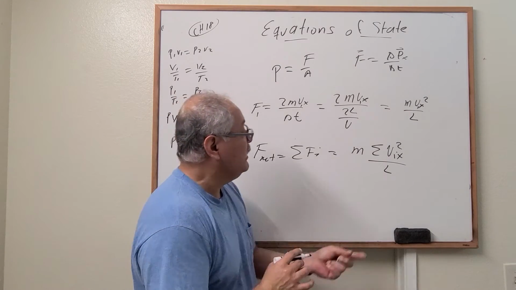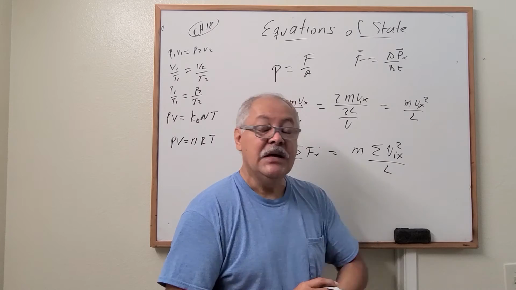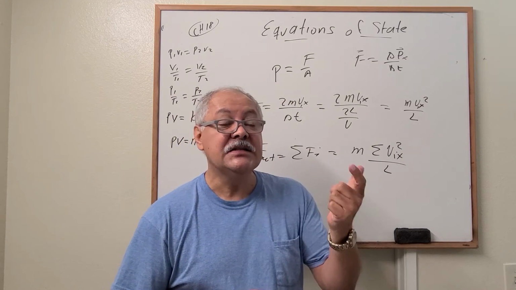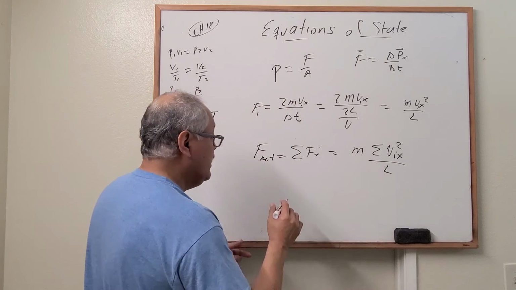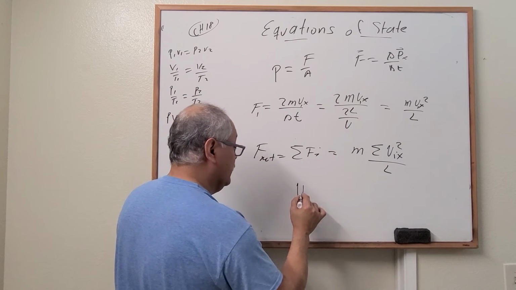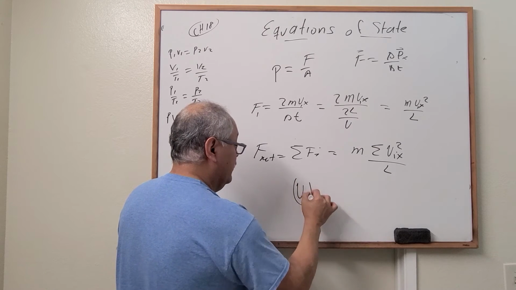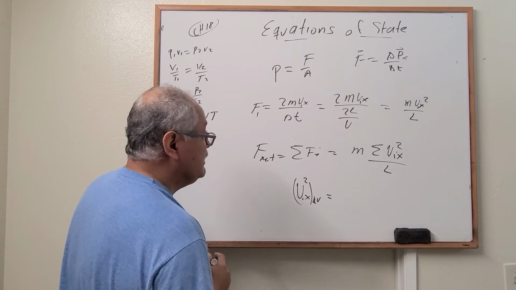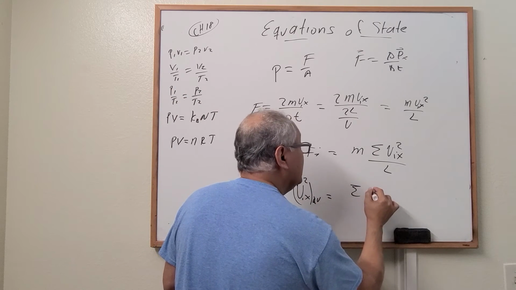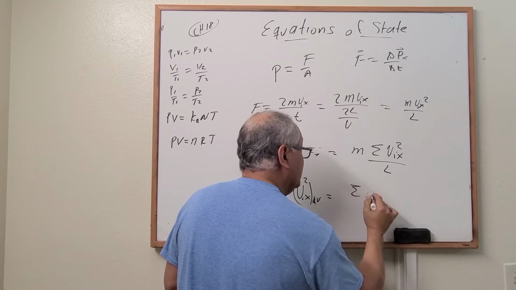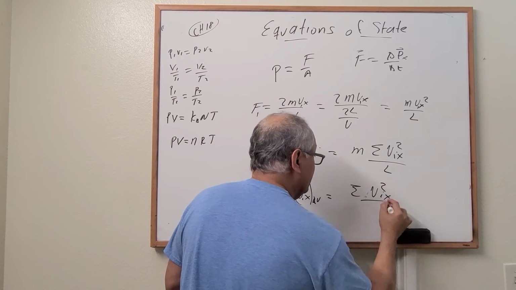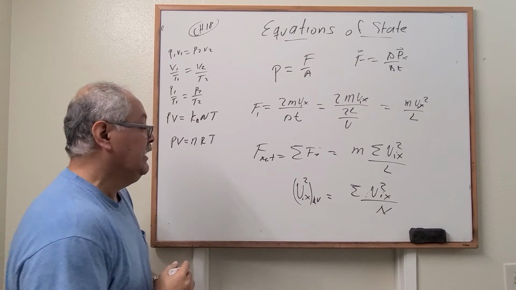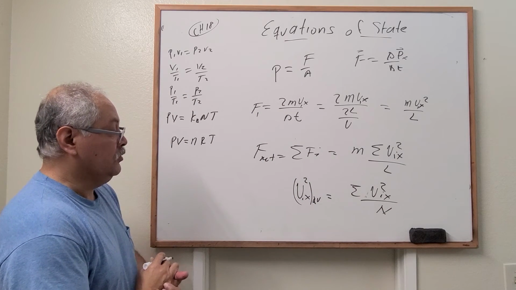Because these speeds are different, they're not the same, let's find the average for each particle. The average, for example, of the speed squared is going to be equal to the sum of all of these speeds squared, or velocity squared, divided by n, the number of particles.